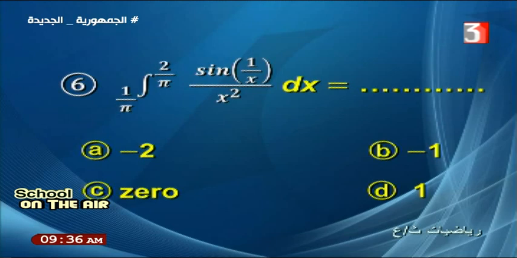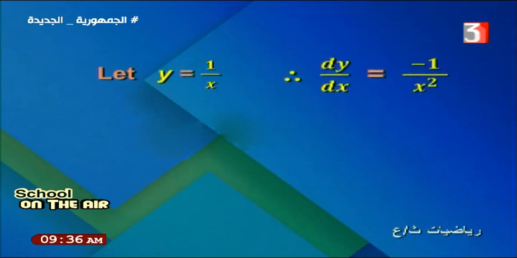Now, let the angle 1 over x equal y, or let y equal 1 over x. Then dy/dx equals negative 1 over x power 2, because 1 over x equals x to the power negative 1, and the derivative of x power negative 1 is negative x power negative 2, or negative 1 over x power 2.